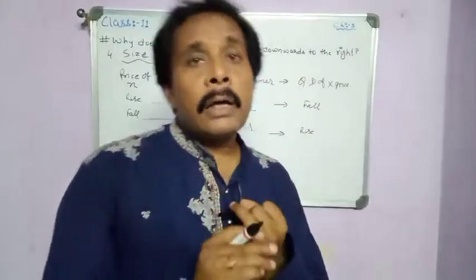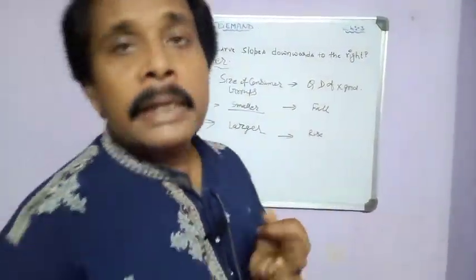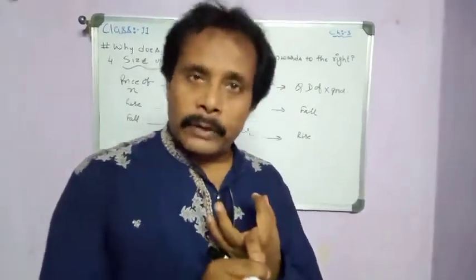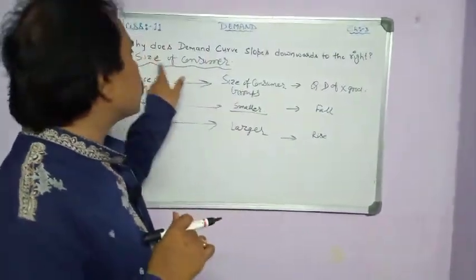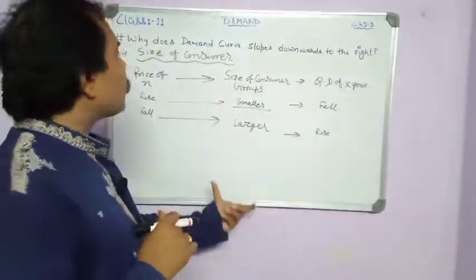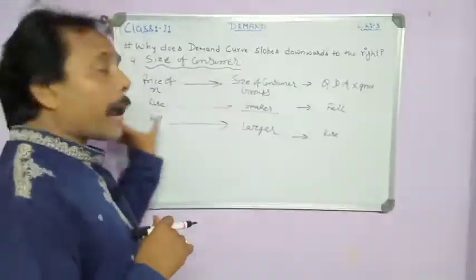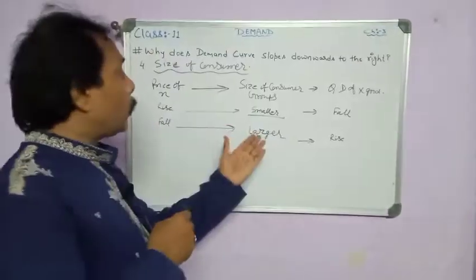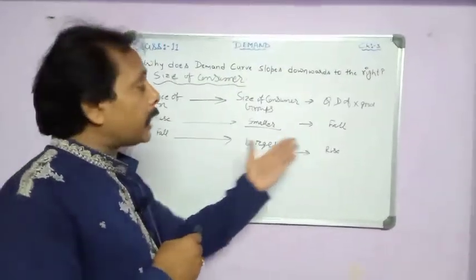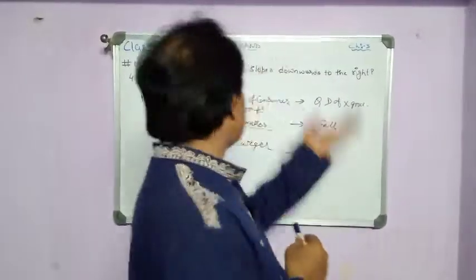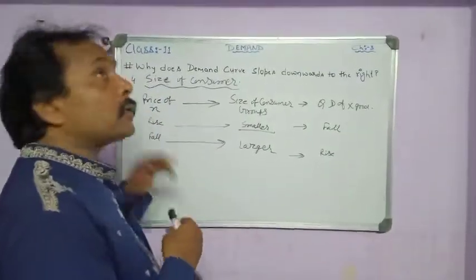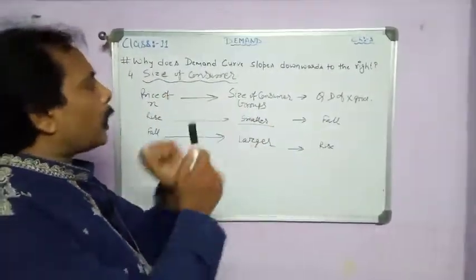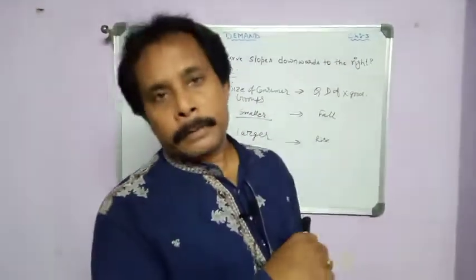First, that was the law of diminishing marginal utility. Second was the income effect of the consumer. Third is the substitution effect. And the fourth is the size of consumers. So size of consumers also depends on the price of the goods. If the price of the AC falls, more people are ready to buy that AC, and that's why the demand of the AC will increase. On the other hand, if the price of AC is very high, it means very few people are ready to buy, means that is a smaller group, and as a result the demand of AC will fall.